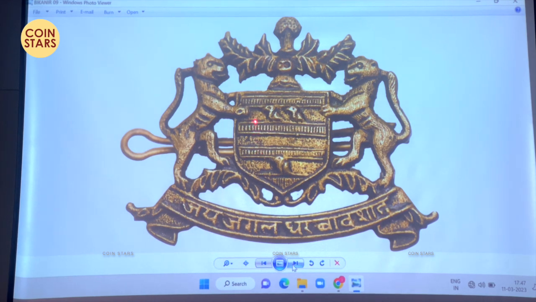ये है बीकानेर. ये स्पैरोज है इधर and 2 tigers holding the shield. Jai Jangaldhar Badshah. This title was given to the first Raja Rao Bika by the local tribal people. Next.